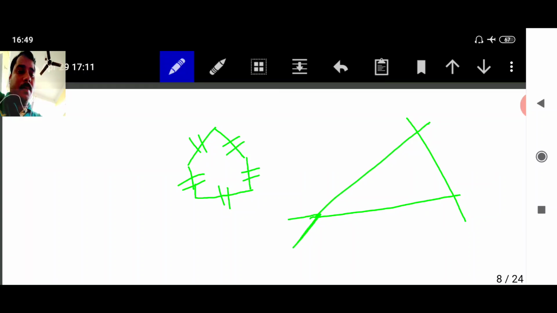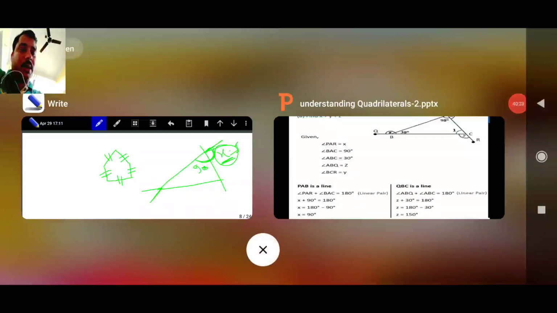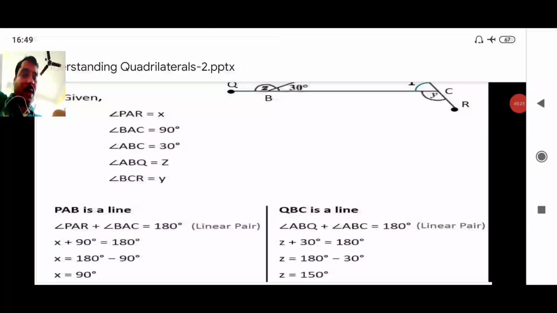If this angle is x and this is 90, what is the value of x? 90, because it is a linear pair. Okay, x equal to 90 degrees by linear pair. You can get here x equal to 90.